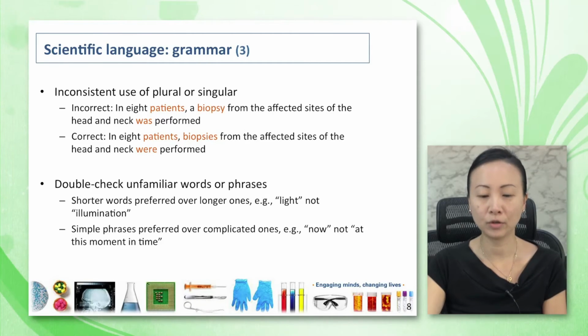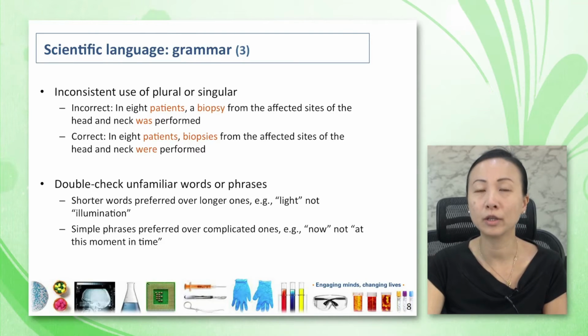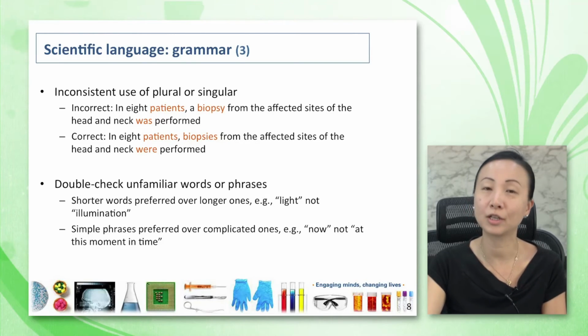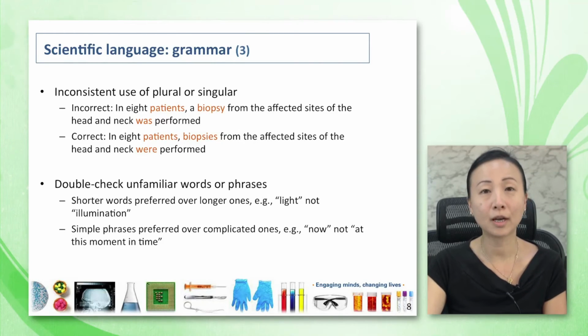Double check the usage of unfamiliar words or phrases. Do not rely on Google Translate, electronic dictionaries, or translation software, as they may offer ridiculous results. You need to understand the meaning and the usage of every word that you use in your manuscript. In general, always choose the shorter word over the longer word, and use simple phrases over more complicated ones.